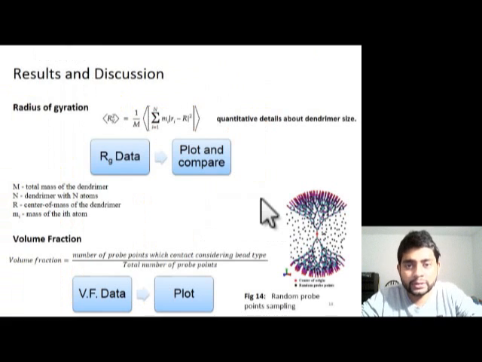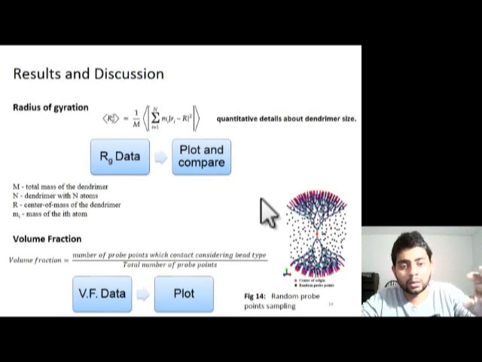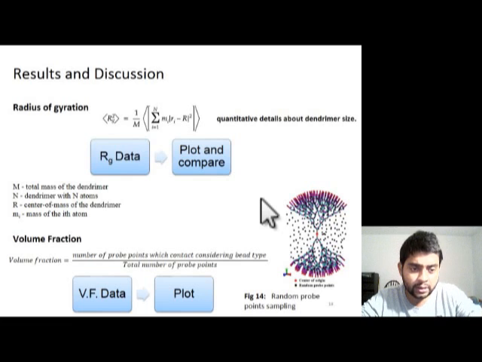This is our result and discussion. We try to understand dendrimer behavior using radius of gyration value and volume fraction data. Radius of gyration means how the dendrimer mass is spread from the core to the outside of the dendrimer. And void volume fraction means how much empty volume is available when it is in a different solution.